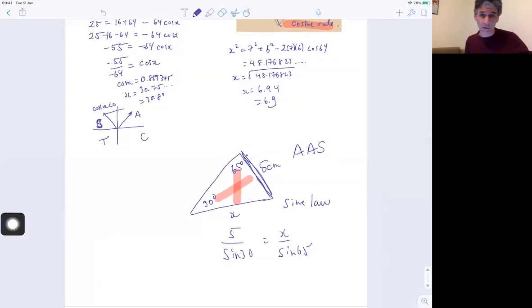That's pretty much it. So tonight for homework, what I've put on the Google Classroom are a mix of questions with the sine law and the cosine law, and hopefully what we did today will help you sort out when to use which law.